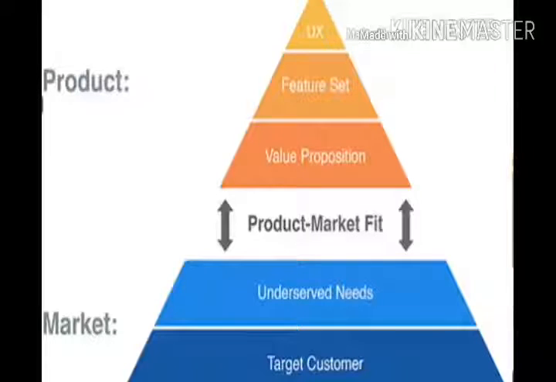This is a product market fit pyramid. The pyramid is divided into two sections, the product section and the market section. The market section consists of target customers and underserved needs, whereas the product section consists of value proposition, feature set, and user experience. The lean product process helps in achieving the product market fit pyramid.